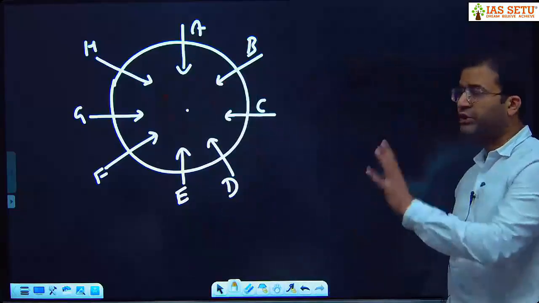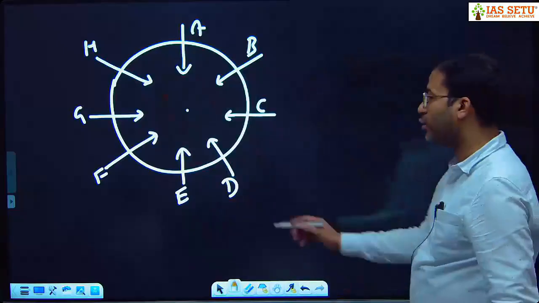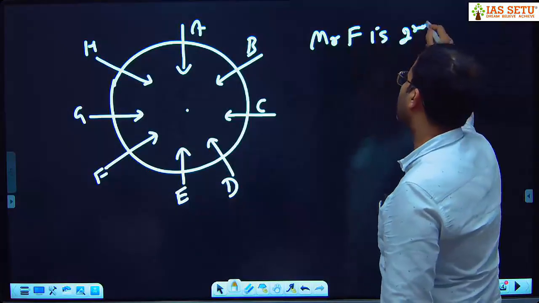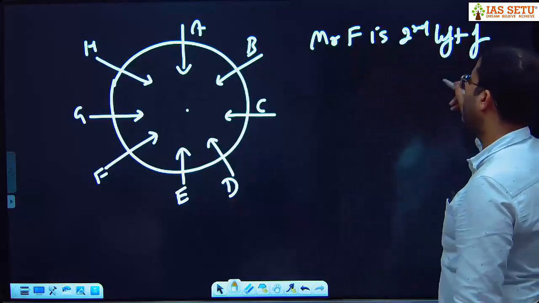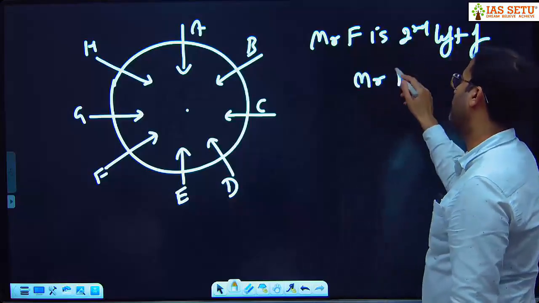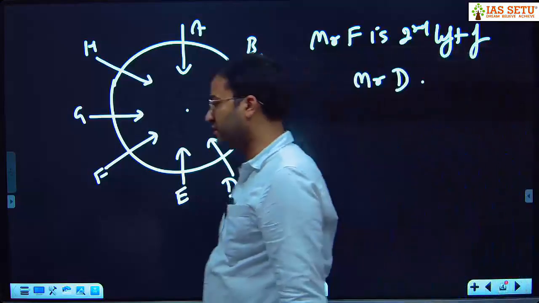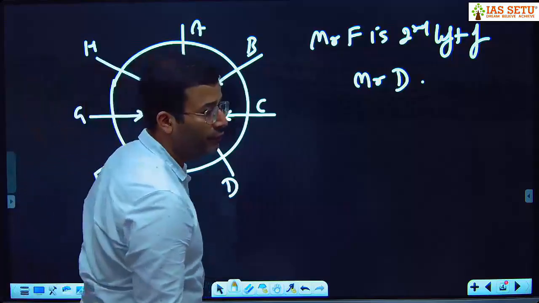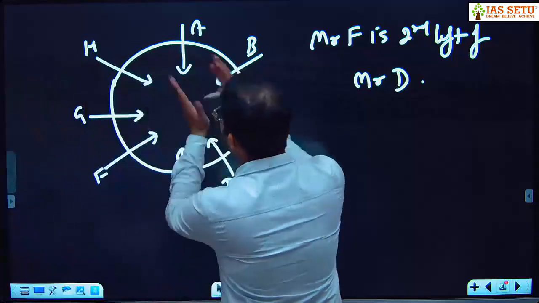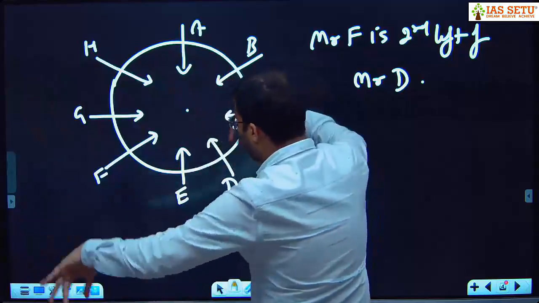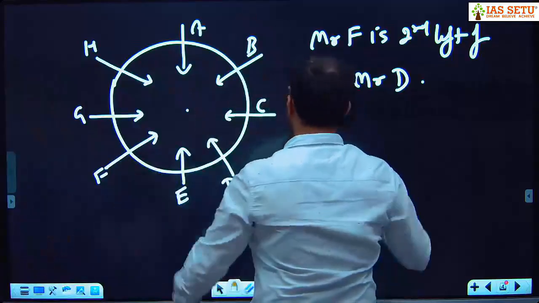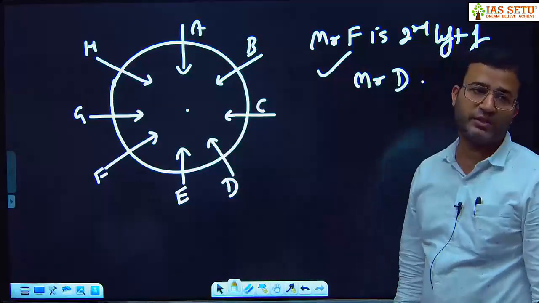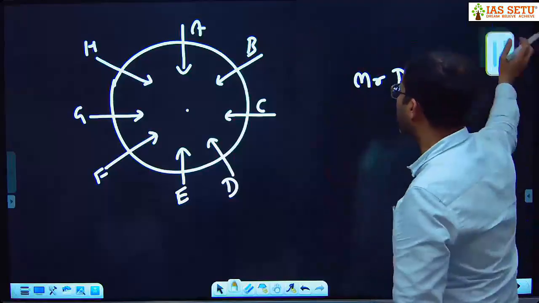Okay, I ask you 3-4 questions. Be careful. My question to you, Mr. F is second left of Mr. D. Okay, check, then say correct or wrong. Mr. F is second left of Mr. D. If you're D, your face is in this direction. So this is your left, this is your right, first left, second left. So this statement is correct. Mr. F is second left of Mr. D. Perfect. Now my next question.